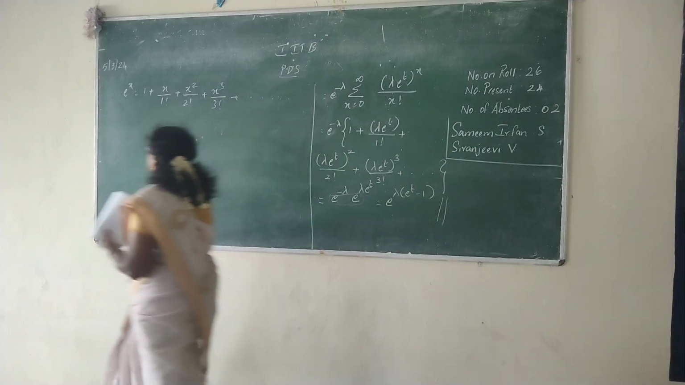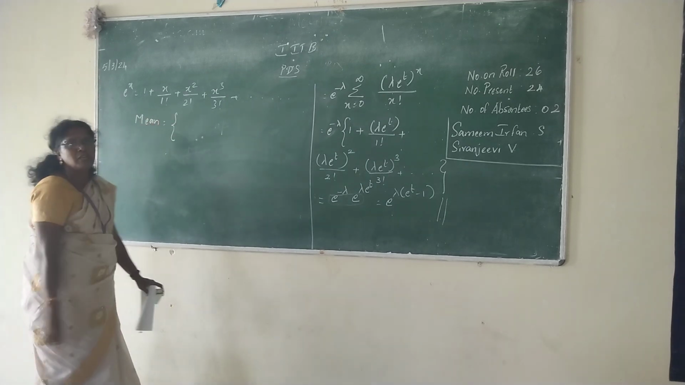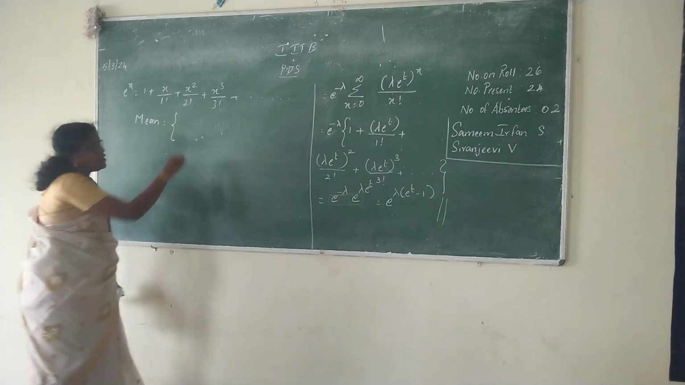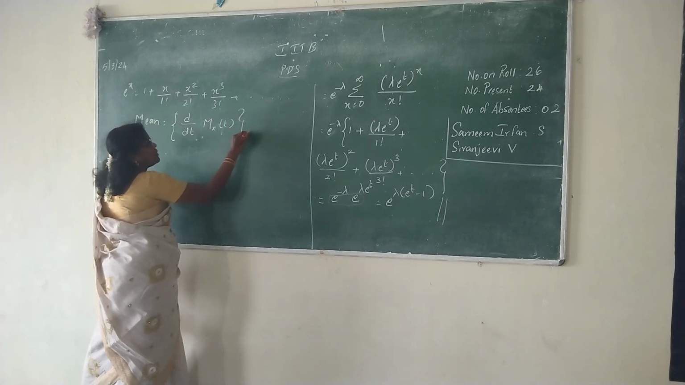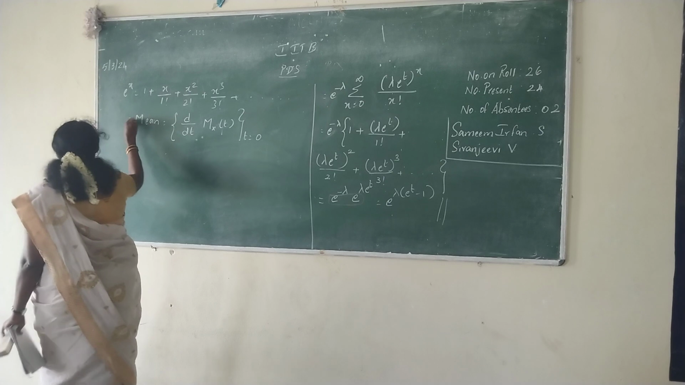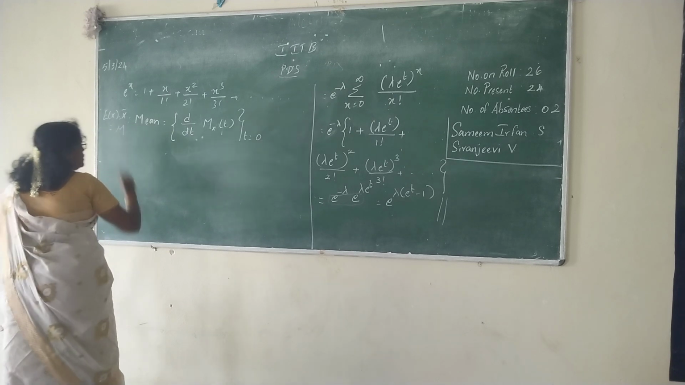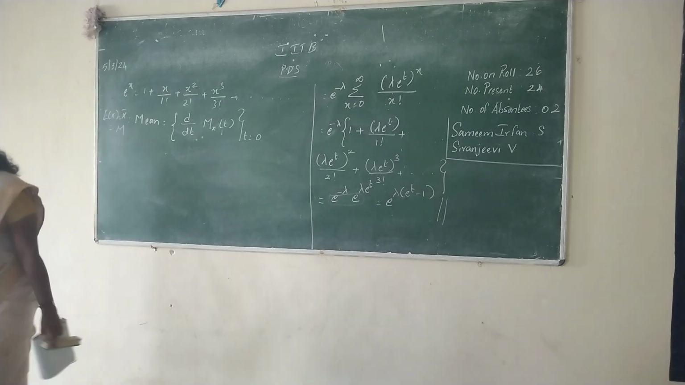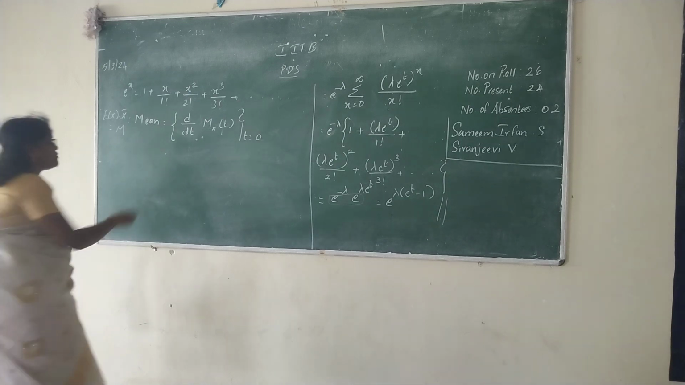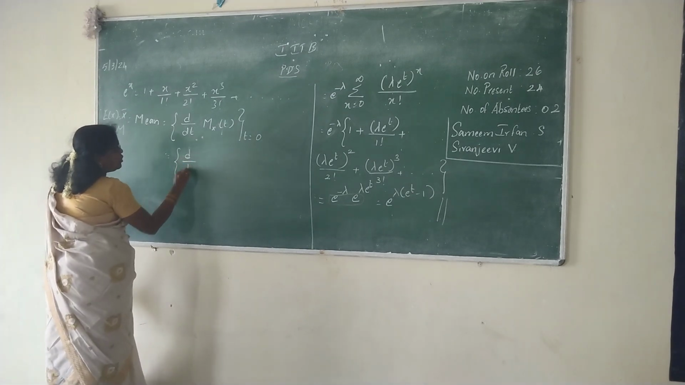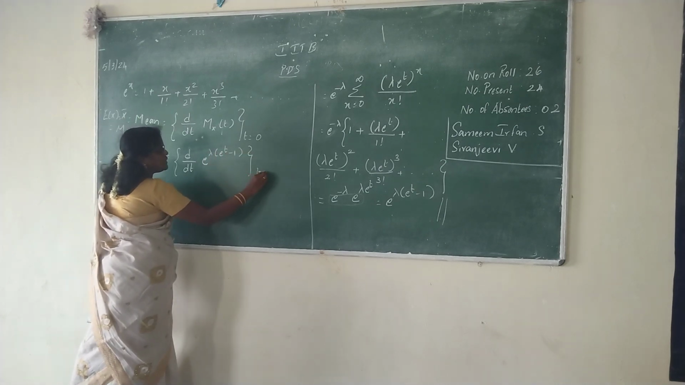Do you all know the formula for mean using MGF? It is d by dt of Mx of t at t equal to 0. The different notations of mean are E of x, x bar, or mu. Everything indicates the mean value. Now substitute the MGF and differentiate d by dt of e power lambda into e power t minus 1 with the condition t equal to 0.